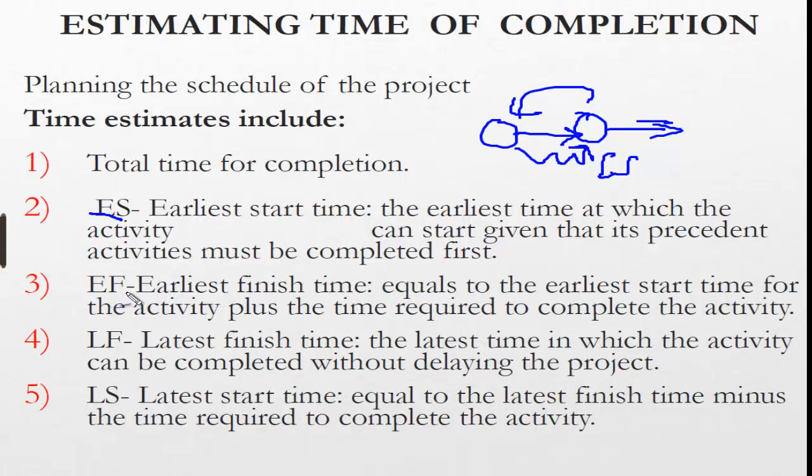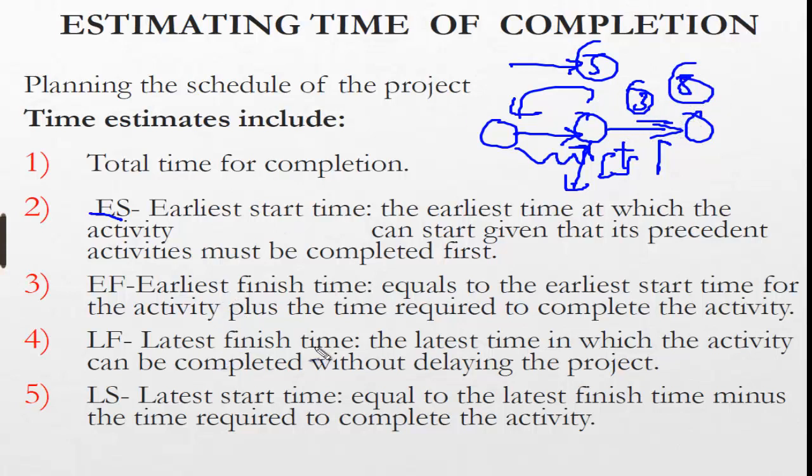Then there is EF, the earliest finish time. It is equal to the earliest start time for the activity plus how much time the activity itself takes to complete. Say up to this point we had 5 time units and the activity takes 3. So the earliest start time was 5 for this activity to happen, and its own time is 3. 5 plus 3 is 8. That will be the earliest finish time.